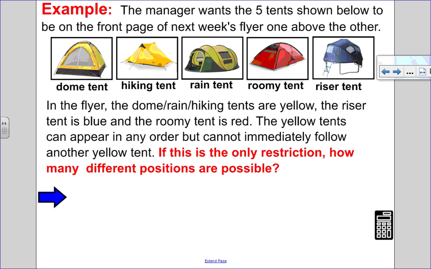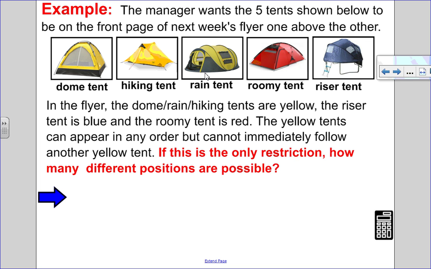Okay, this one here we have a flyer. So a manager wants to show the 5 tents shown below on next week's flyer. So we have a dome, a hiking, a rain, a roomie, and a riser tent. In the flyer, the dome, rain, hiking tents are yellow and the riser tent is blue. The roomie tent is red. The yellow tents can appear in any order but cannot immediately follow another yellow tent. So they just want to kind of spread out the colors.